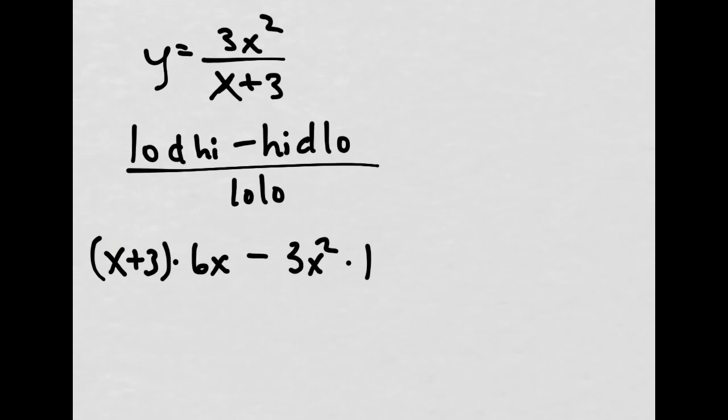Alright. We're in the middle of the quotient rule. So low times the derivative of the high minus high times the derivative of the low, over low, which is just the bottom term squared.